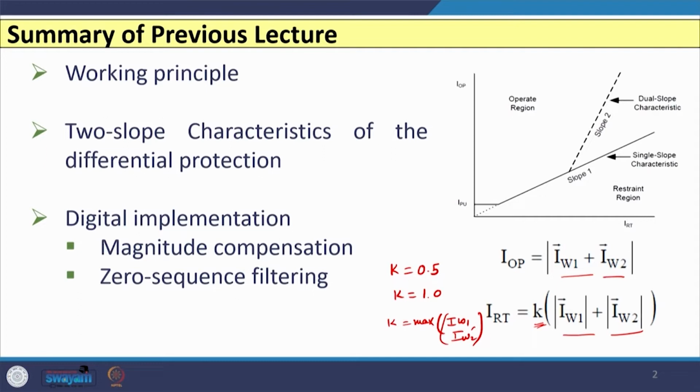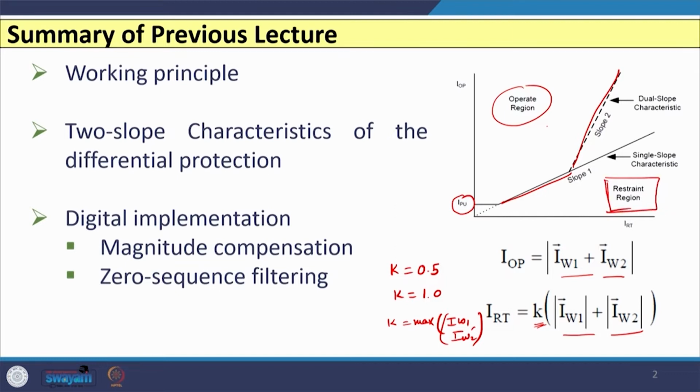We have also discussed the importance of this IPU setting, which is the initial threshold which has to be crossed, and then we have discussed the slope 1 and the importance of slope 2. So, this we have discussed, and we have seen that if any operating point falls in this region above this characteristic, then that is known as the operating region and the relay has to operate, and if any point falls in this region below this characteristic, then the relay should not operate and it has to block.